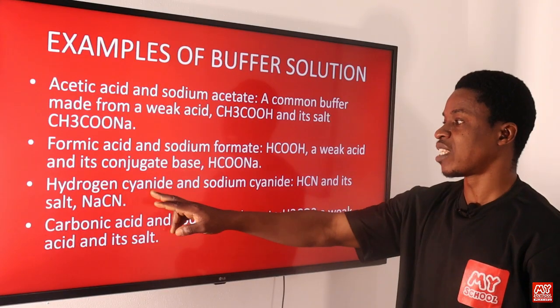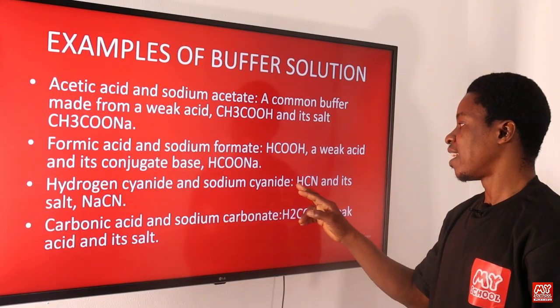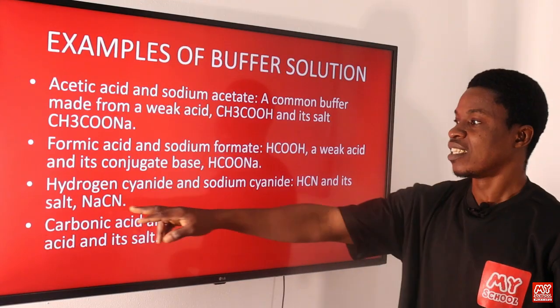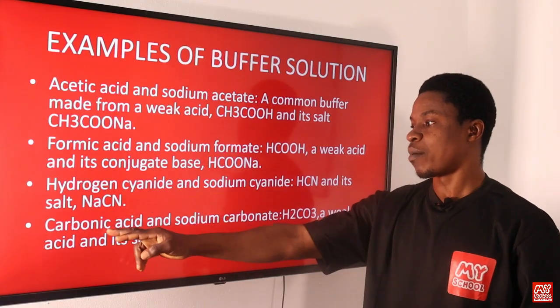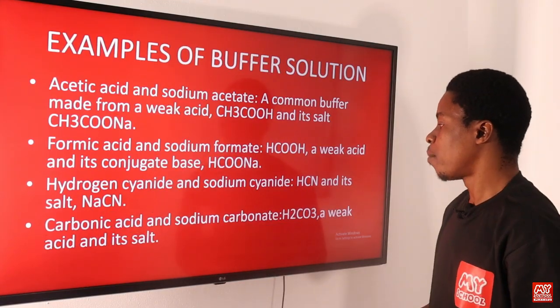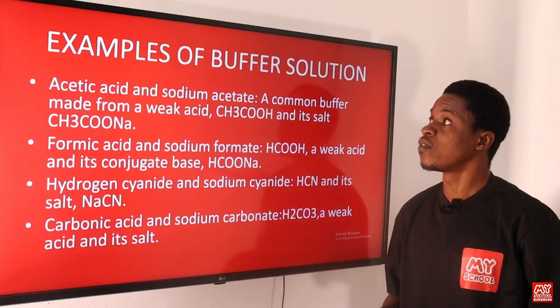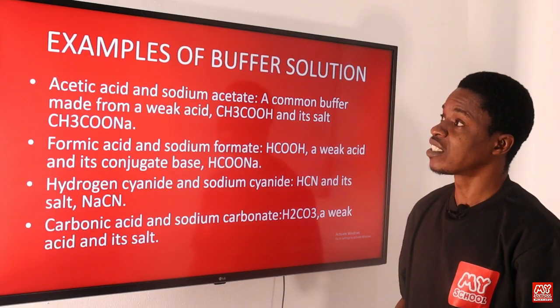Then we have hydrogen cyanide and sodium cyanide. Hydrogen cyanide and its salt, which is sodium cyanide. Then we have carbonic acid and sodium carbonate. That is another example of buffer solution. Let's move on to the next slide now.